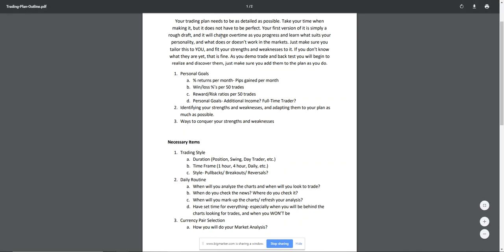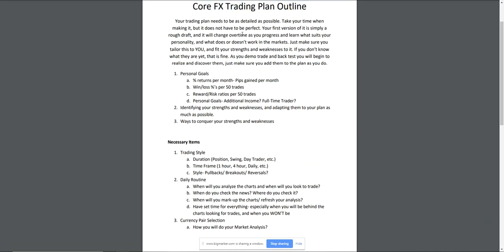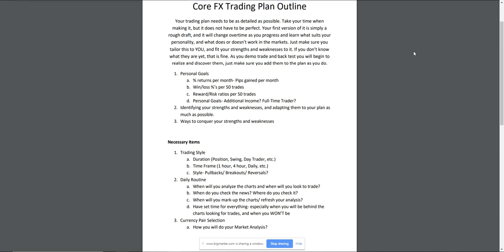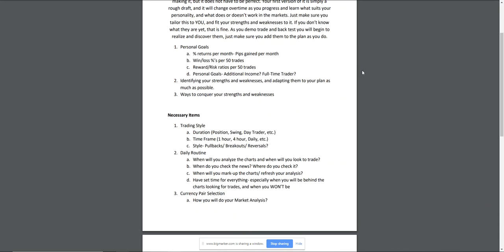Take your time when making it, but it does not have to be perfect. The first version is simply a rough draft, and it'll continue to change over time as you progress and learn what suits your personality and what doesn't work in the markets. Just make sure you tailor this to you and your strengths and weaknesses. If you don't know what they are yet, that's fine. As you demo trade, backtest, plan, and trade, you'll discover them. You just need to make sure you add them to your plan as you go.